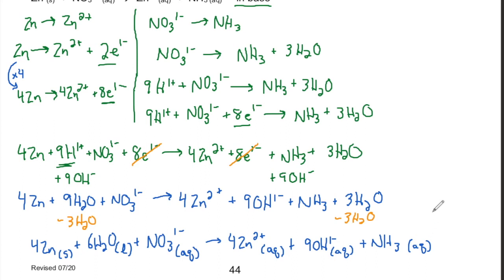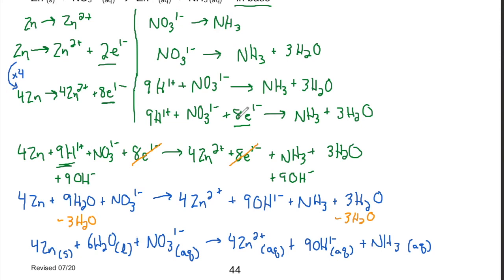All right, let's just do our final check. Our elements: zinc 4, zinc 4, zinc is balanced. Hydrogen we have 12. Here we have also 12 because we have 9 here and 3 here. Oxygen we have 6 and 3 makes 9. We have 9 oxygen here. And nitrogen we have 1 and 1. So our elements are balanced.